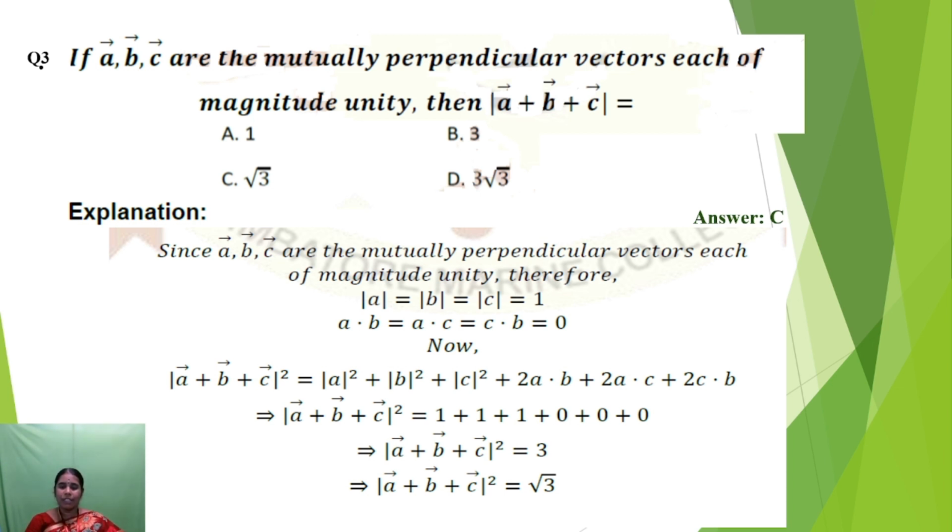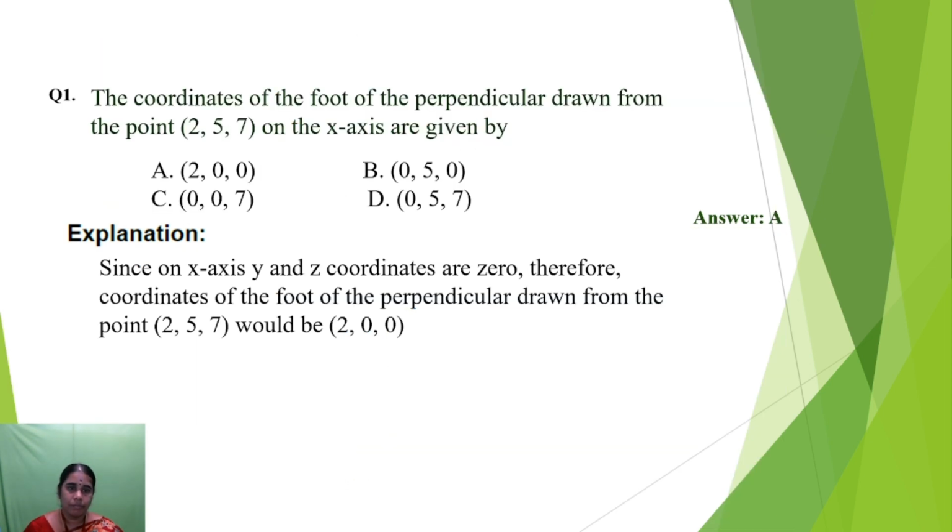On substituting the values, we get 1 plus 1 plus 1, which is 3. So, modulus of A plus B plus C, the whole square, is 3. So the modulus value is root 3, which is in our option C.